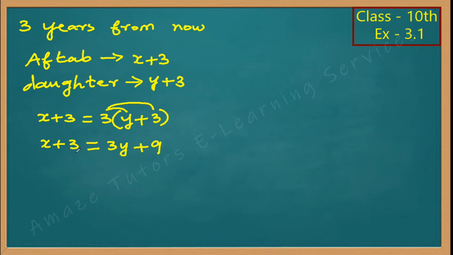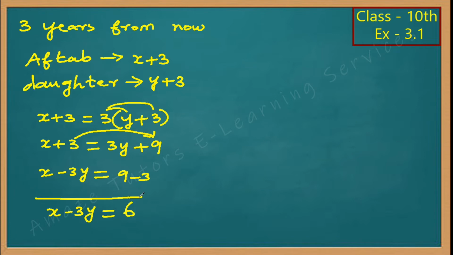Again, take 3y to the left side and 3 to the right side. Plus 3y will become minus 3y equals 9 plus 3. When you take it to the right side, minus 3. x minus 3y is equal to 6. This is equation 2. We finished the first part of the question.